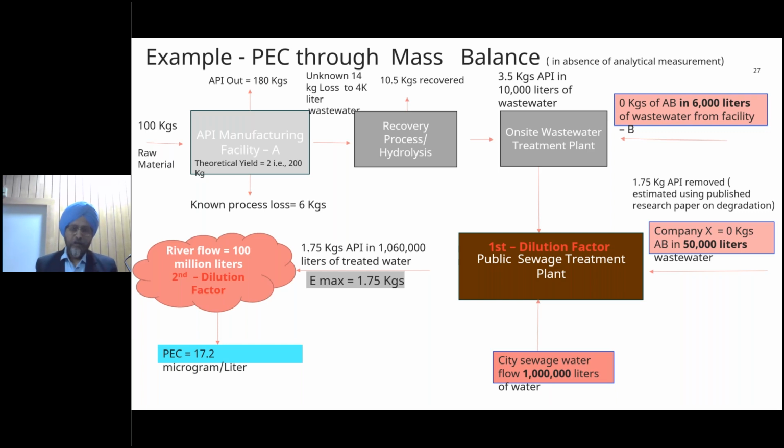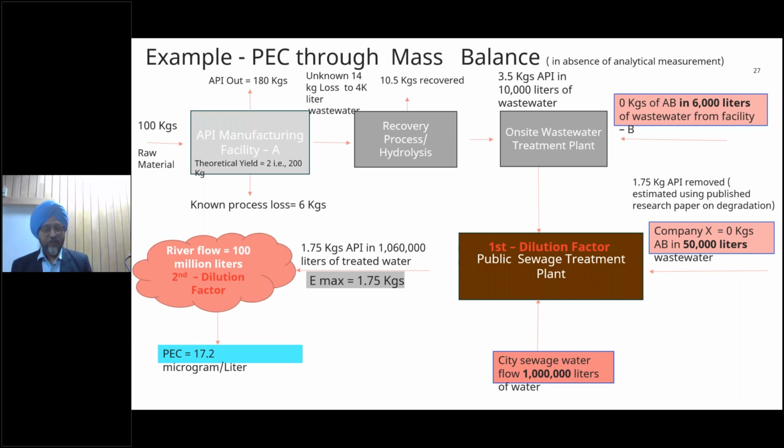For example, it's a complete example here. 100 kg is raw material, and let's say the yield is 200 kg, and we got 180 kg API in hand. The losses which happened, such as flow sweep into the filters and other processes, are about, let's say, 6 kg, and 14 kg losses are unknown. So these unknown losses, other than a little estimation about loss into air, are considered to go to the wastewater treatment plant or into waste.